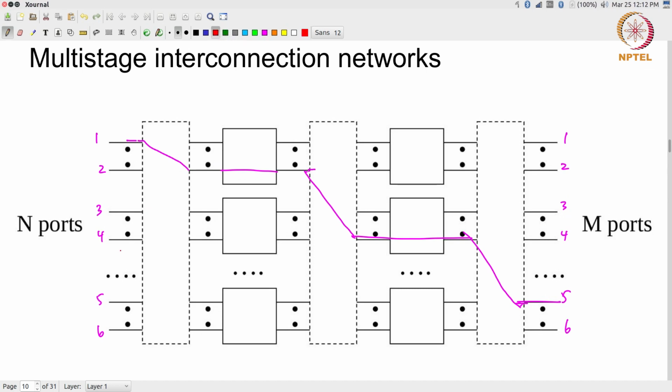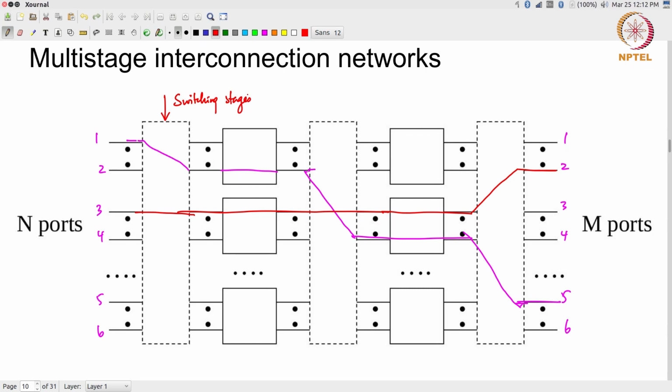Similarly, 3 could go to 2 by going through something like this, right. What is effectively happening over here is you have multiple stages, so the total number of switching points that are required may not be m into n. There are ways of designing these intermediate switching blocks, switching stages, such that the overall complexity of this multi-stage network becomes much less than m into n.